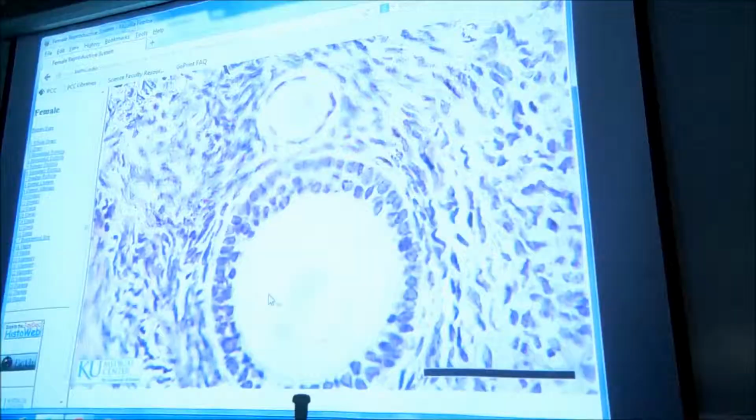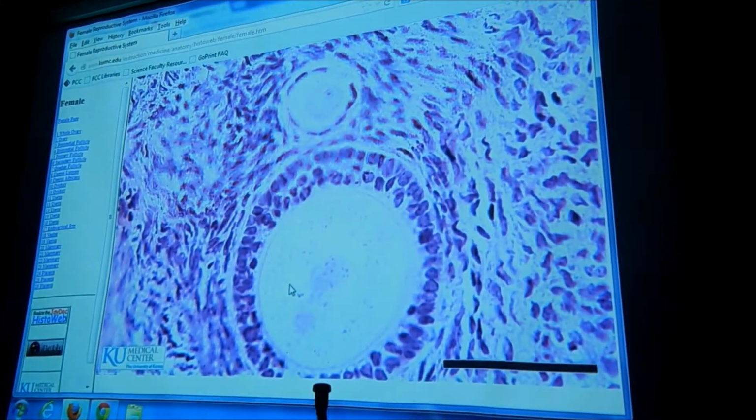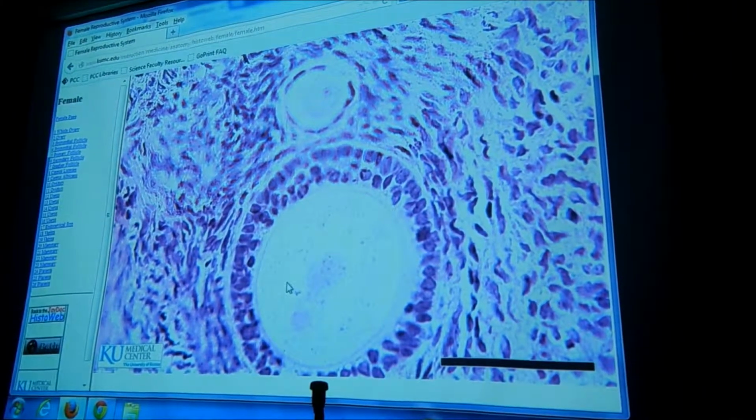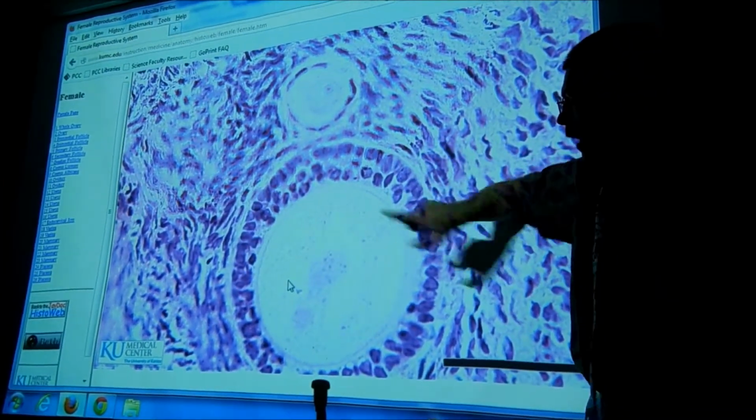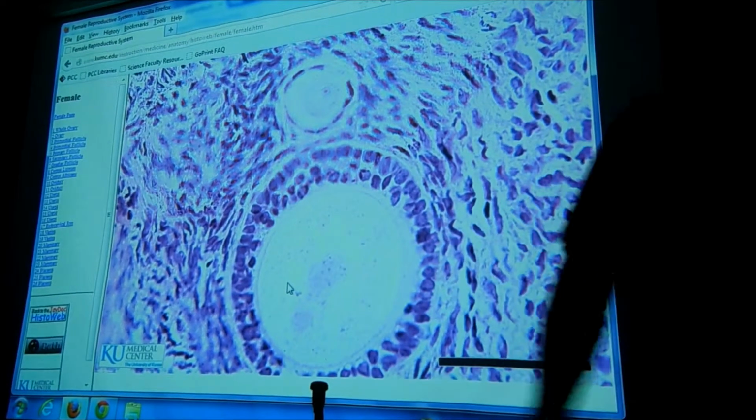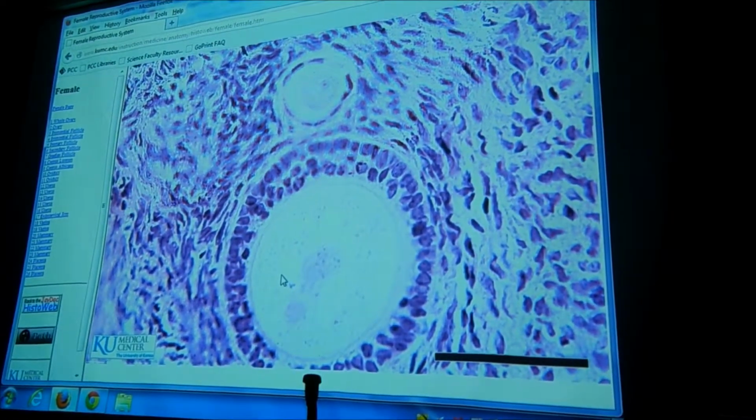Let's try this. Okay, the one at the top is what you just named. The one at the bottom, what is this one? The follicle-wise? Primary, because you can see the circle. And this egg is the primary, because it's not done meiosis yet. So I'm gaining in the follicle and growing the egg.